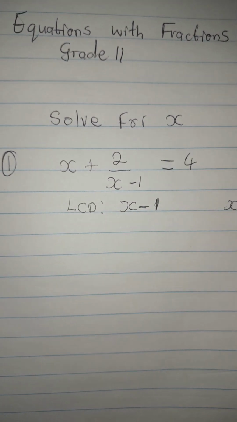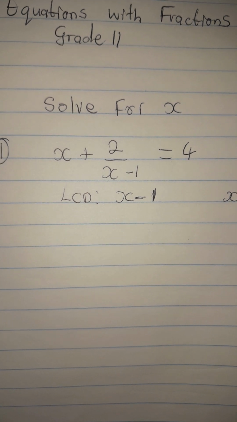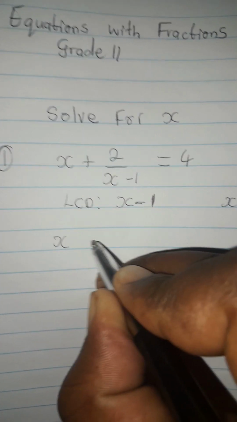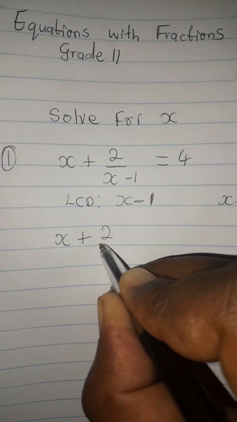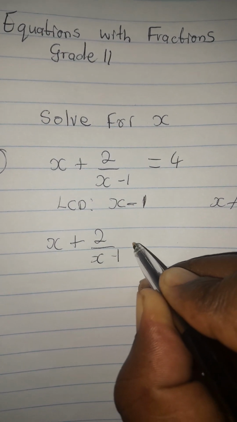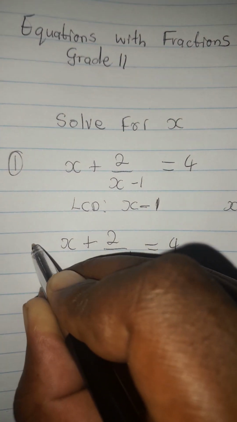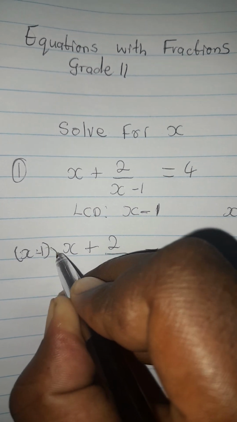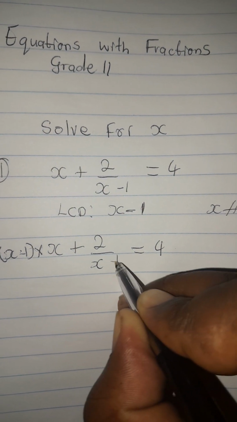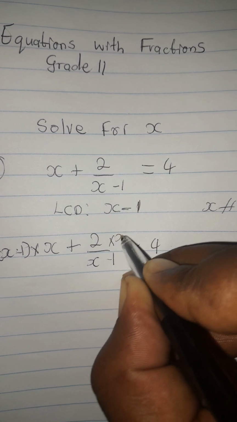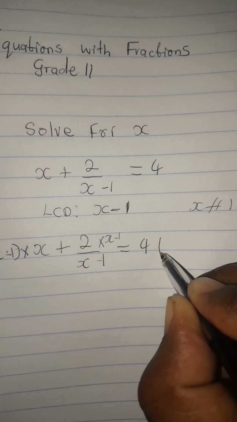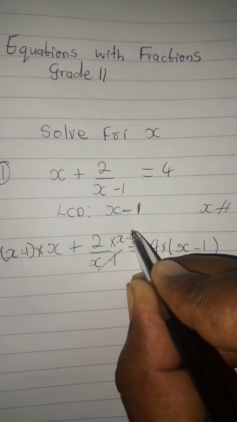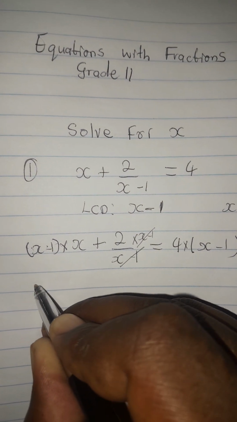So to get rid of this fraction, we are going to multiply by x minus 1, which is the LCD. The whole fraction will be multiplied by x minus 1, equals 4 there. So let's multiply by x minus 1 multiplied by x. Similarly, even here we're going to multiply by x minus 1. Mind you, this and this, they will cancel. So what are we left with?